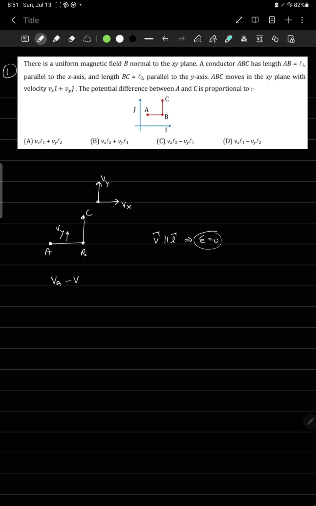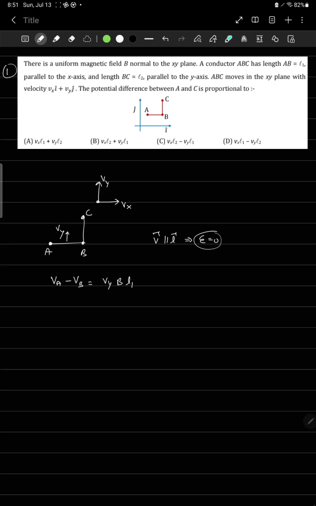Because of Vy there will be an induced EMF, and because of that A will be at high potential. So you can write Va minus Vb is equal to VBL, right? That is the formula. So Vy into the magnetic field into the AB length, which is L1.